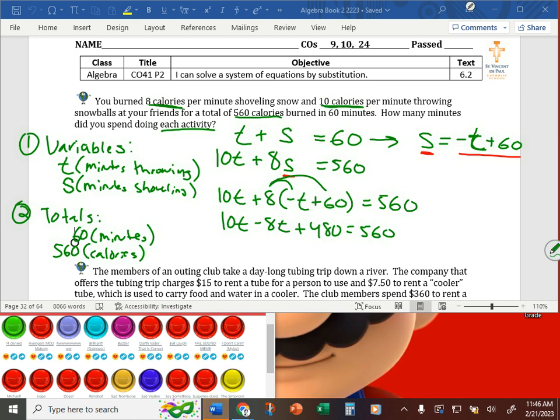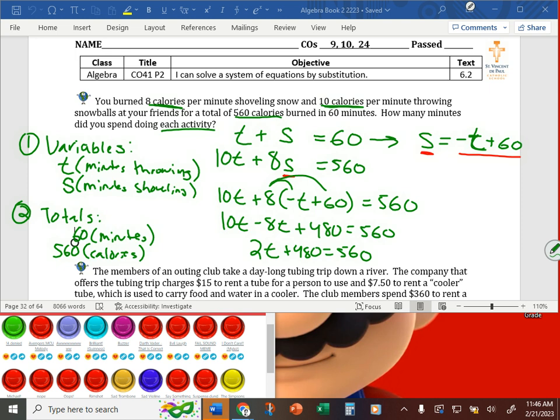Wait, in the first equation, the 10t plus, is that 8s? Yes. Okay. 10t minus 8t is 2t, right? Combine those like terms: 2t plus 480 equals 560.